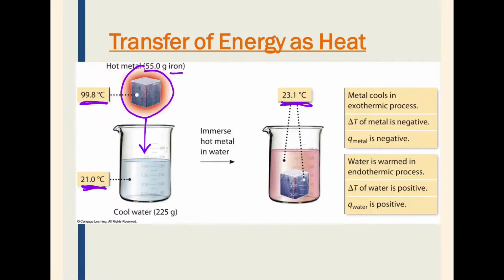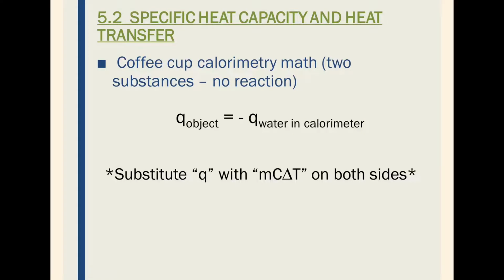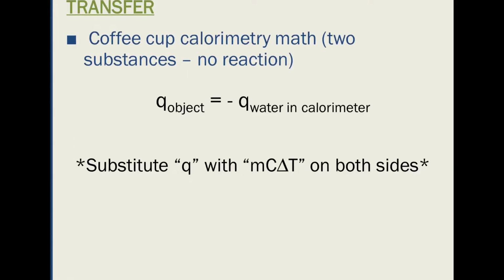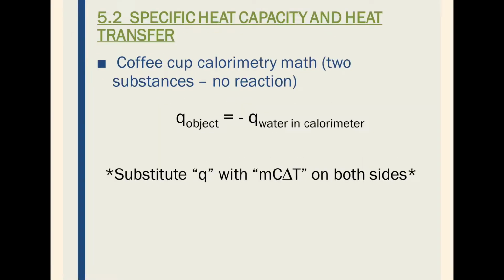So if we check out a sample question, it's all going to be based on, again, this basic concept, but we can substitute both sides of our equation Q with our mc delta T. So if we substitute both sides, then it would look something like this. The mass of our object, whatever it may be, multiplied by the specific heat of our object, multiplied by the temperature change of our object is going to be equal to negative, because we have to have a negative on one side. It doesn't really matter which side, though. Not our Q.